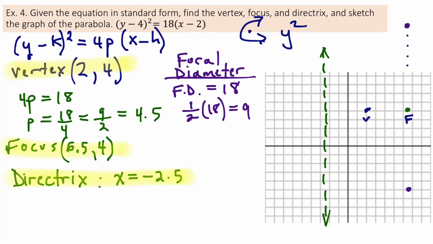I plotted those 2 dots here, the ends of my focal diameter. This is 9 here, and this is 9 here. Now I can draw in a sketch of my parabola. That's roughly a pretty decent sketch of my parabola, and that takes care of this problem. We're going to do a couple other types of problems on the second part of this lecture. So I hope you took good notes.